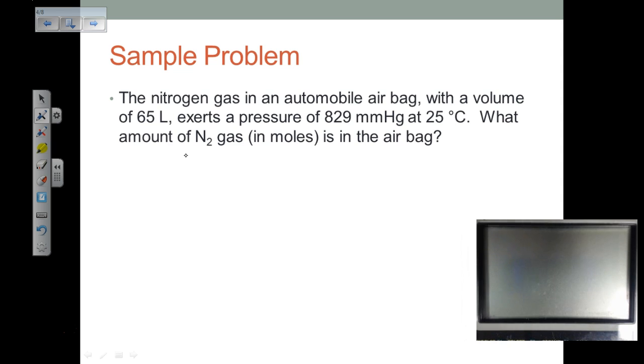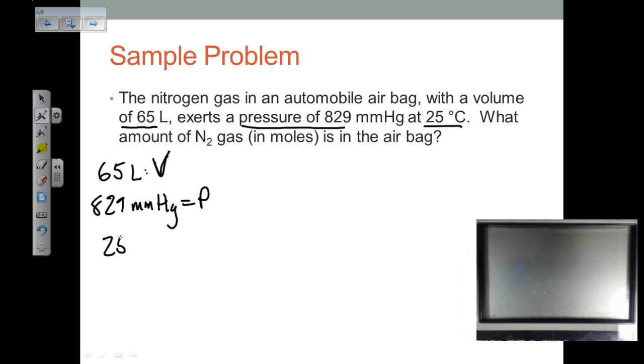Okay, so here's how I'm going to want you to solve these problems. Write everything that you're given. So 65 liters equals volume. Okay, and a pressure of 829 millimeters of mercury equals pressure, and a temperature of 25 degrees C equals temperature. And then we want the number of moles, so n equals question mark. Now, if you look, by doing this, we have V, P, T, and n. We have all of the values that we need in order to solve a PV equals nRT problem.